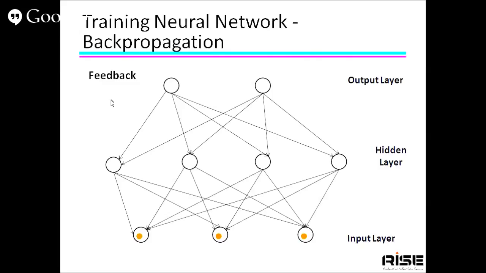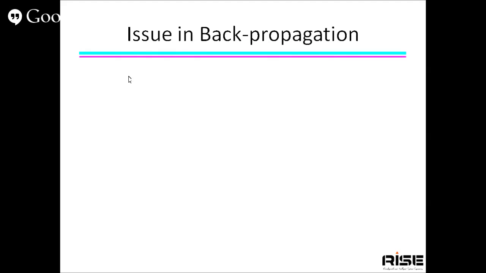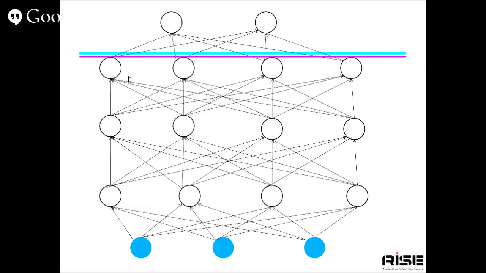Well, this algorithm works very well when you have a 3-layer network, or in other words, a network which has the input layer, one hidden layer, and output layer. But what happens when you do backpropagation in a neural network which has more number of layers is this. Consider this neural network which has 5 hidden layers.